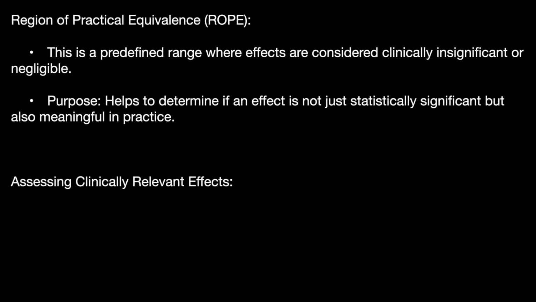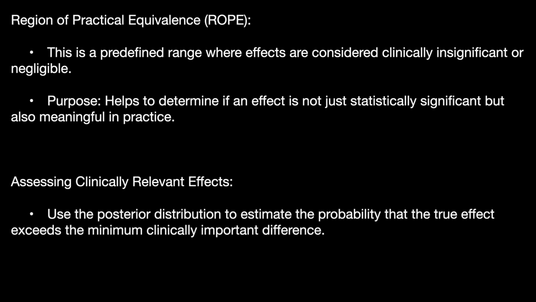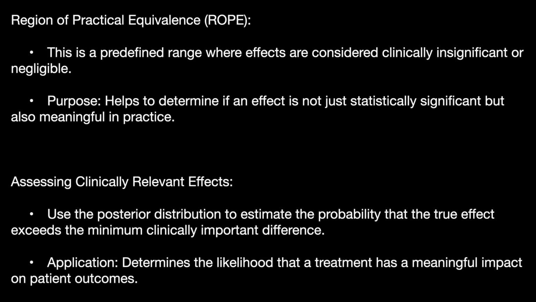The next is assessing the clinically relevant effects. Using the posterior distribution to estimate the probability that the true effect exceeds the minimal clinically important difference is very important here. It determines the likelihood that a treatment has a meaningful impact on the patient's outcome. I can clearly see in which range, what is the probability that my patient is going to get a clinical benefit. I'm not just giving a random range. I can exactly pinpoint the range and the probability.